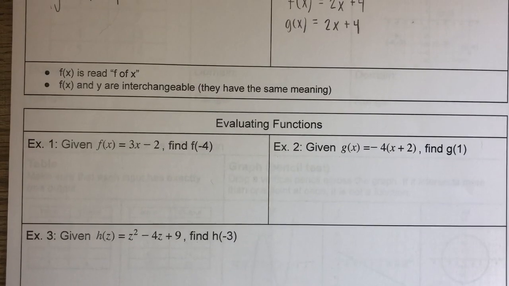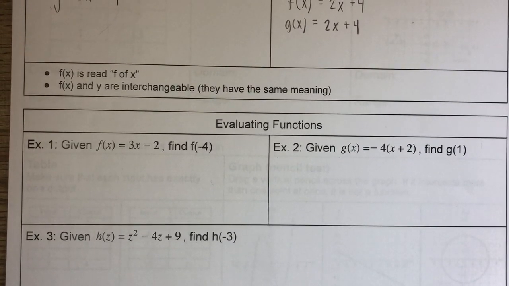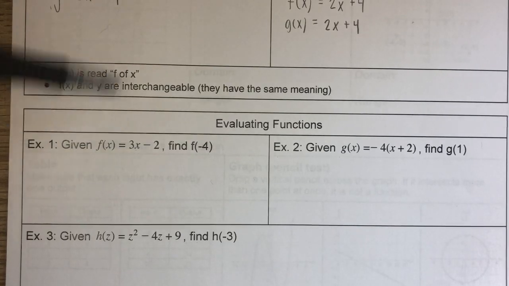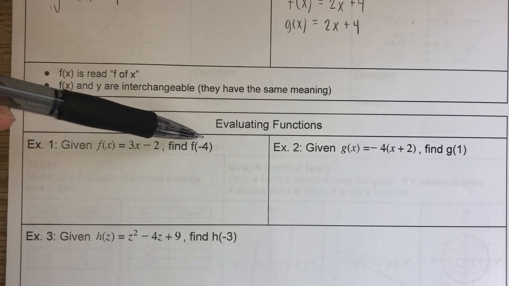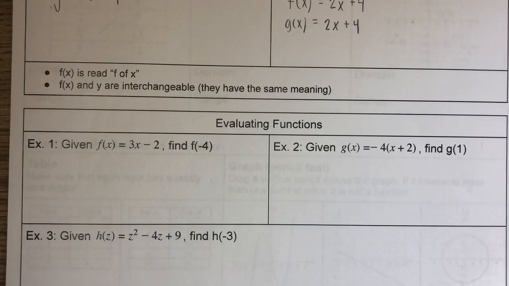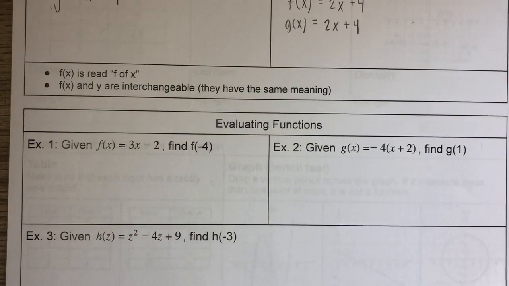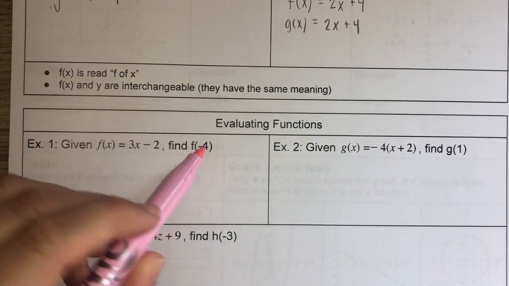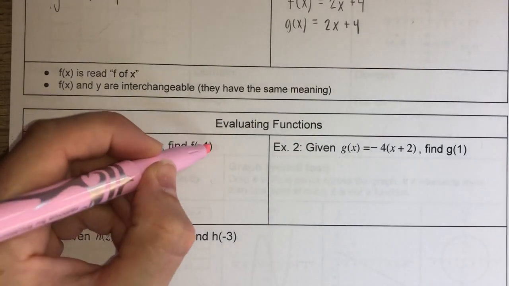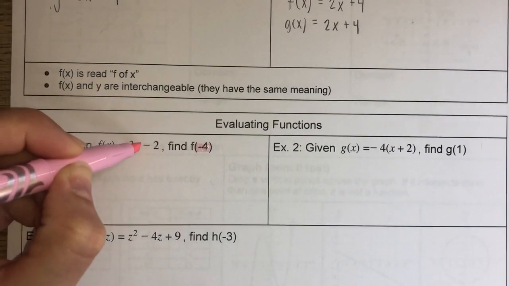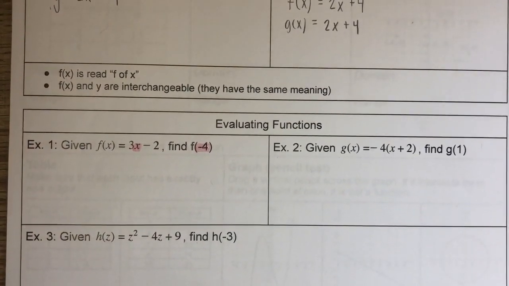So now we're going to jump into evaluating functions. The first example says, given f of x equals 3x minus 2, find f of negative 4. When we see f in parentheses, it doesn't mean f times negative 4 in this case. It means f of negative 4. It means that we're evaluating the function f at negative 4. So we're going to take negative 4 and substitute it into the function where x is. And then we're going to simplify.